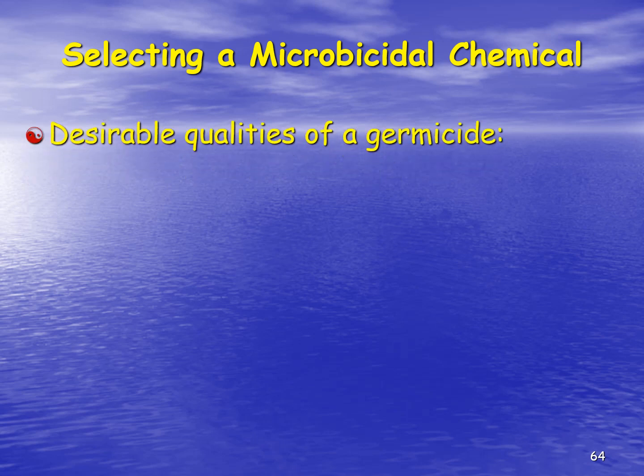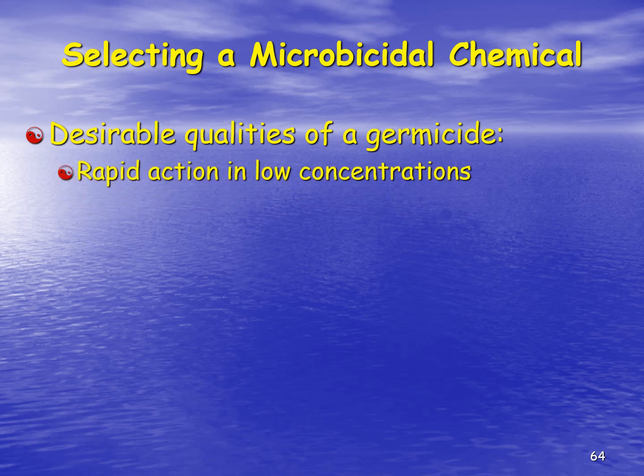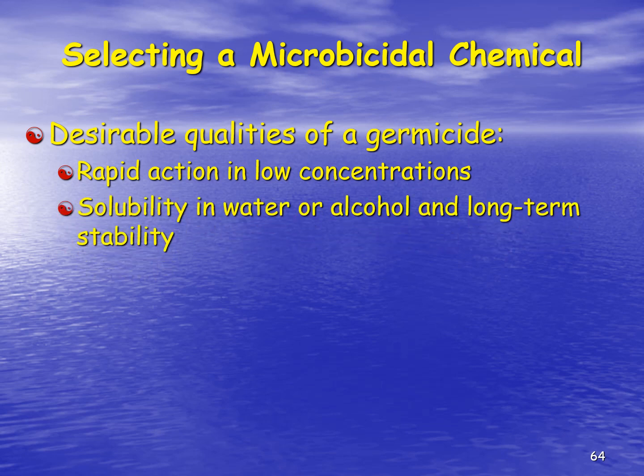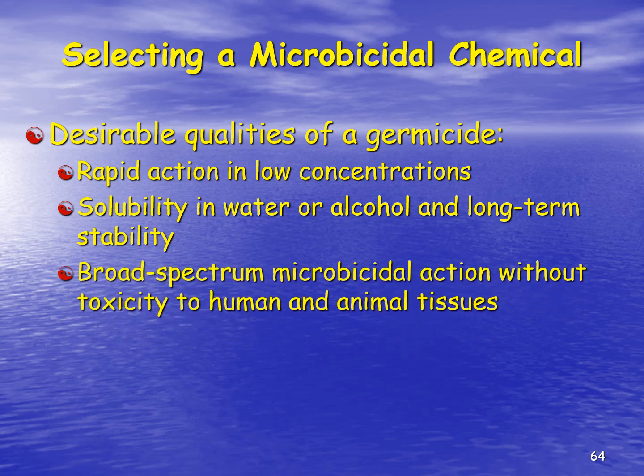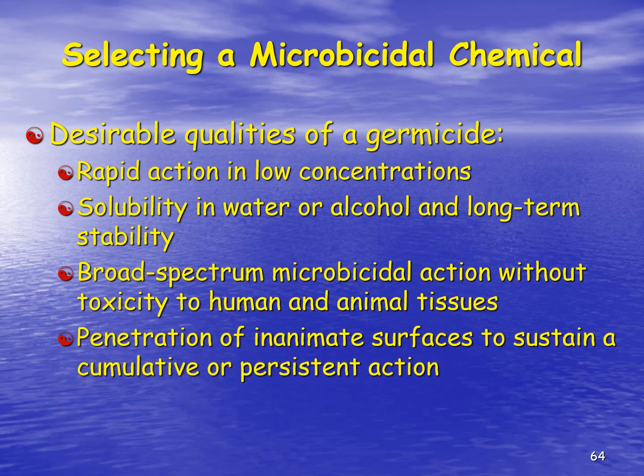So how do I select a microbial chemical? What are the desirable qualities that I want to see? Well, I'd like rapid action in low concentrations that are not toxic. I'd like them to be very soluble in water or alcohol and have long-term stability when they are dissolved in their solutions. I'd like them to be very broad spectrum in their microbiocidal action without causing toxicity to human or animal tissues. I would like them to penetrate inanimate surfaces to sustain a cumulative or persistent action.